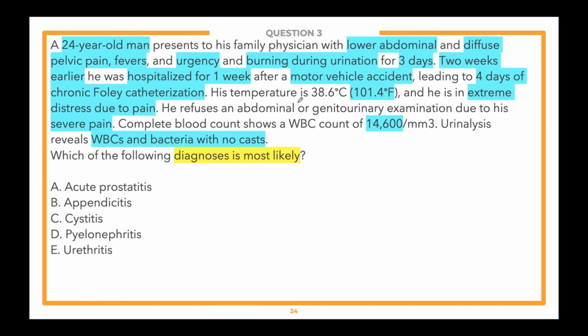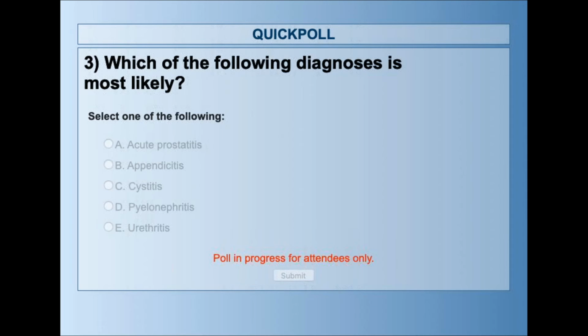Let's take a look at those answer choices. Answer choice E, urethritis, D, pyelonephritis, C, cystitis, B, appendicitis, and A, acute prostatitis. So we'll stay on this slide for just a second so you guys can take another look at that vignette. And then we'll go ahead and open up that poll. All right, the poll is open.